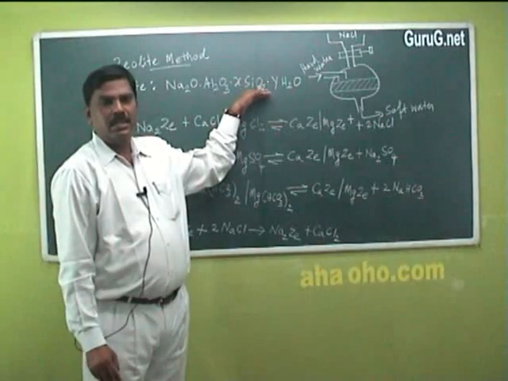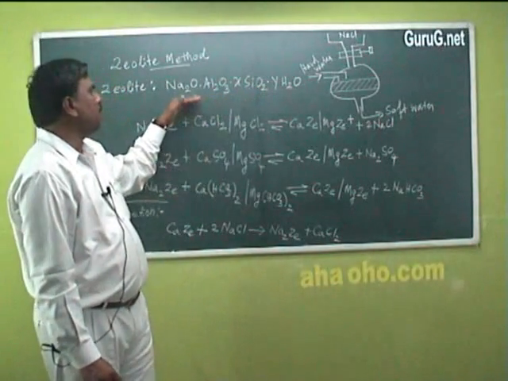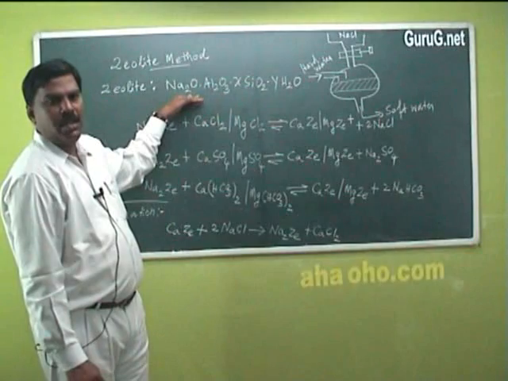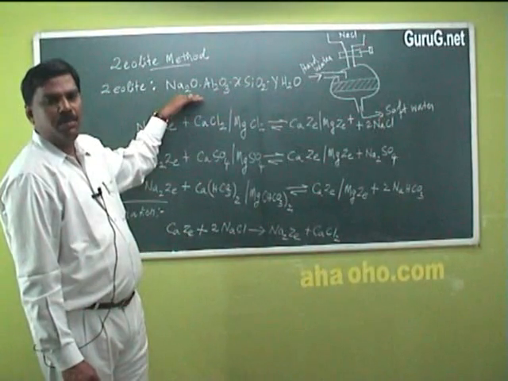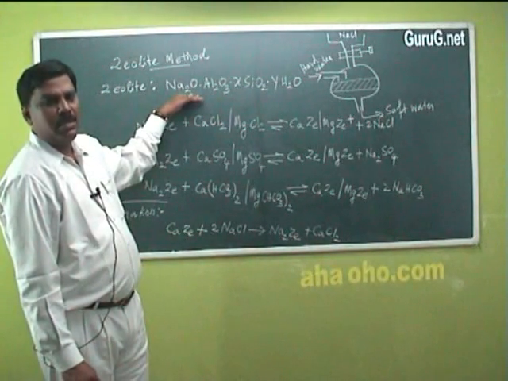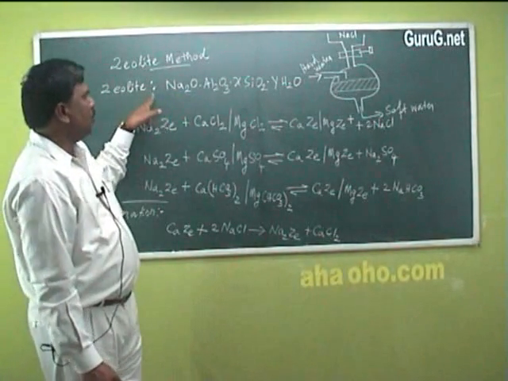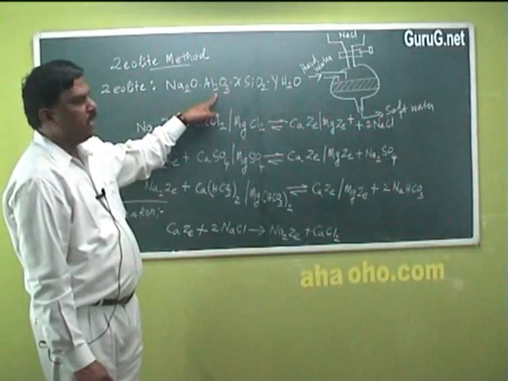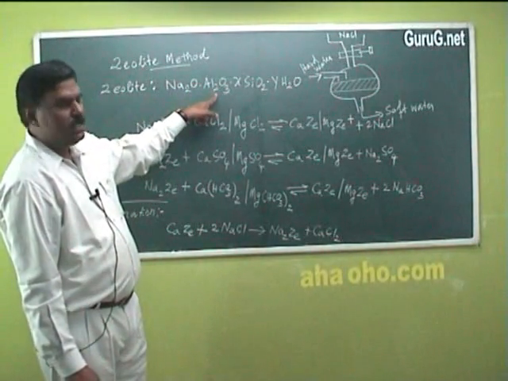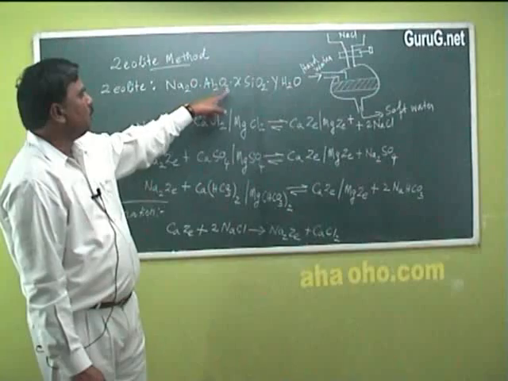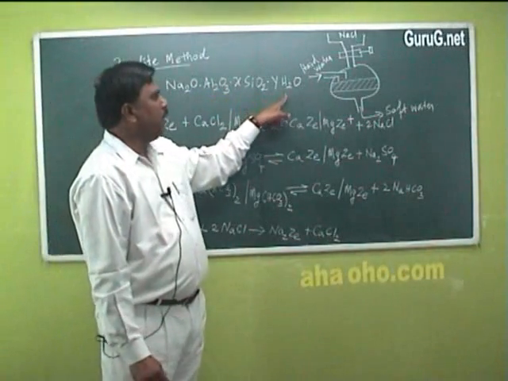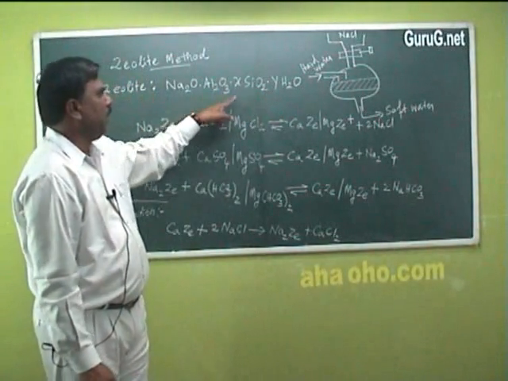Like cation exchanger and anion exchanger. Here we are using zeolite to absorb the hardness producing ions present in the hard water. What is zeolite? Zeolite is nothing but sodium aluminum silicate, that is Na2O, Al2O3, xSiO2, yH2O. So this is the formula of the silicate.